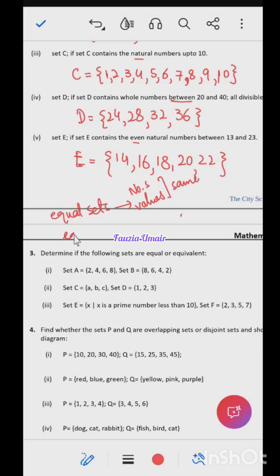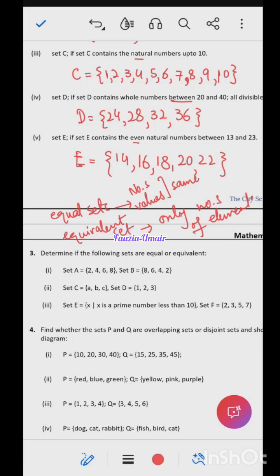What are equivalent sets? Ma'am, in which the number of elements are same but the values are different. Very good. Only numbers are same. ठीक है? Only numbers of elements are same. So now you need to tell me one by one, keeping in mind this definition, what about set A? So who will tell me?